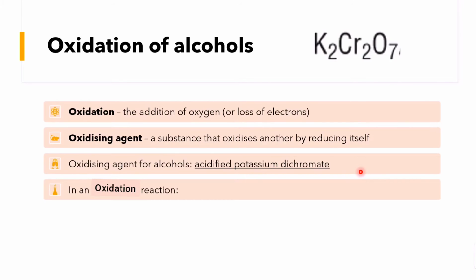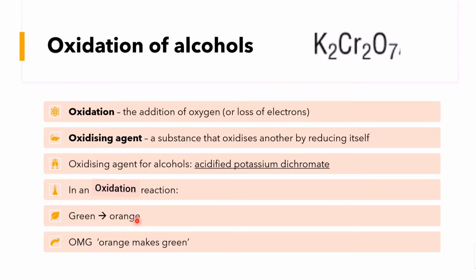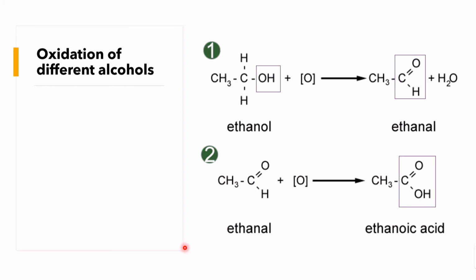So in this oxidation reaction, the colour change is green to orange. Our acidified potassium dichromate allows this colour change so we can see when it's not oxidized and when it is oxidized. So we can remember this by OMG, orange makes green.